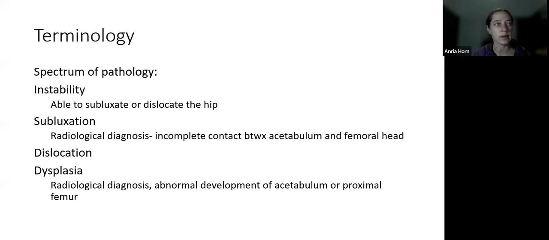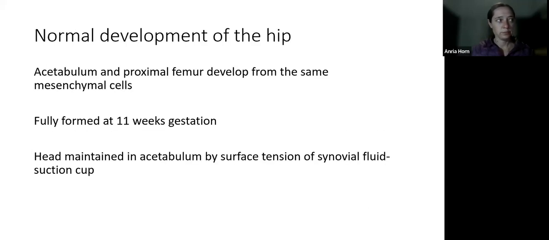Okay, so a spectrum of pathology, starting with instability, which we usually find in neonates as the hips stabilize, usually in about 6 weeks. This is when you're able to either subluxate or dislocate the hip. Then there's subluxation, which is usually asymptomatic and is a radiological diagnosis, when there's incomplete contact between the acetabulum and the femoral head. Then there's frank dislocation, and then dysplasia of the hip, which is again a radiological diagnosis and refers to abnormal development of either the acetabulum or the proximal femur.